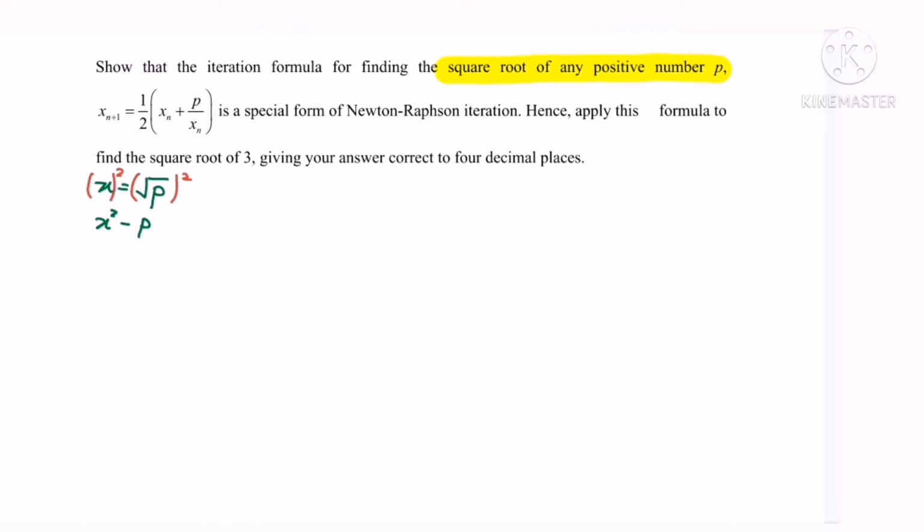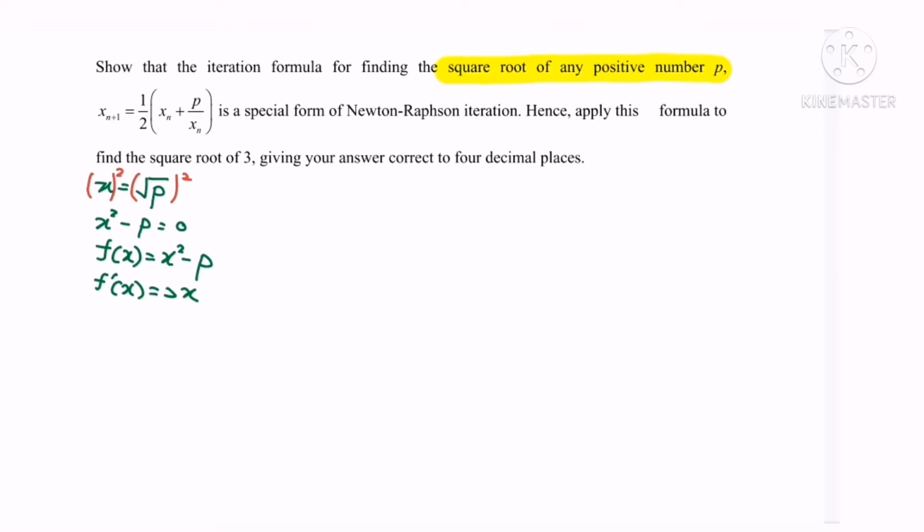Next, rearrange the situation, and we will have f(x) is equal to x squared minus p. Second step is to find the first derivative, where we have f prime x is equal to 2x.